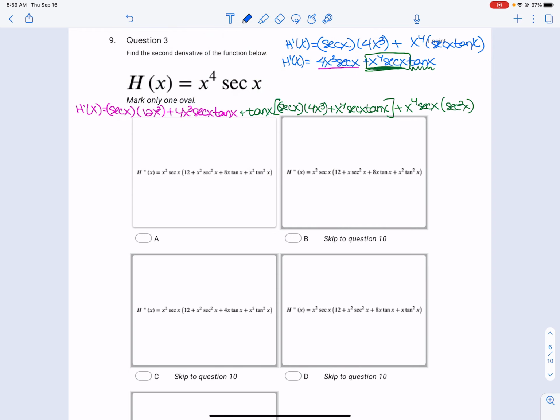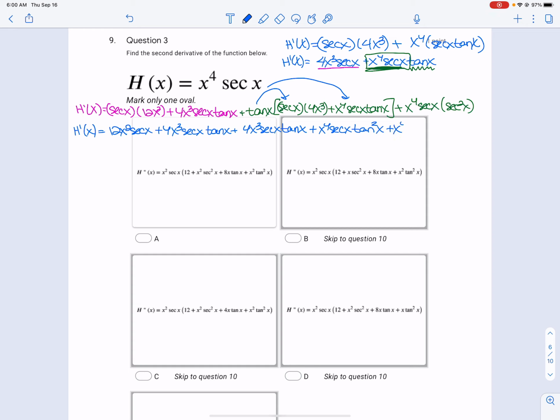And now I need to combine like terms. So h prime of x is 12x squared secant of x plus 4x cubed secant x tangent of x. Then plus, I am distributing my tangent. So this gives me 4x cubed secant x tangent of x plus, let's clean that up a little bit, x to the 4th secant x tangent squared x plus x to the 4th secant cubed of x. These together give me 8 of them.